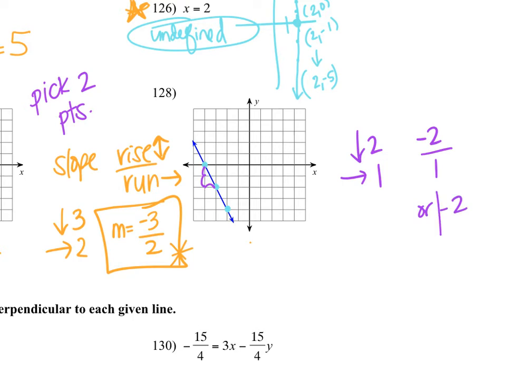And I should write it, let's write it as m equals. So we'll say m equals negative 2. And you're done.